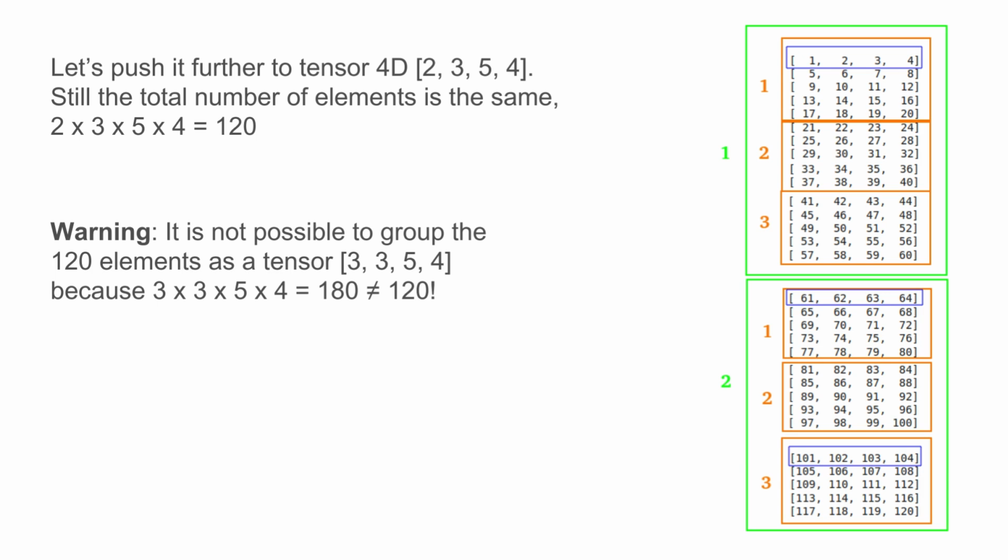Important warning: you cannot reshape this into a tensor of 3x3x5x4, because 3 times 3 times 5 times 4 is equal to 180, which is different than 120. Whenever reshaping, always make sure that the total number of elements stays the same. Understanding this concept is crucial for handling tensors in deep learning.